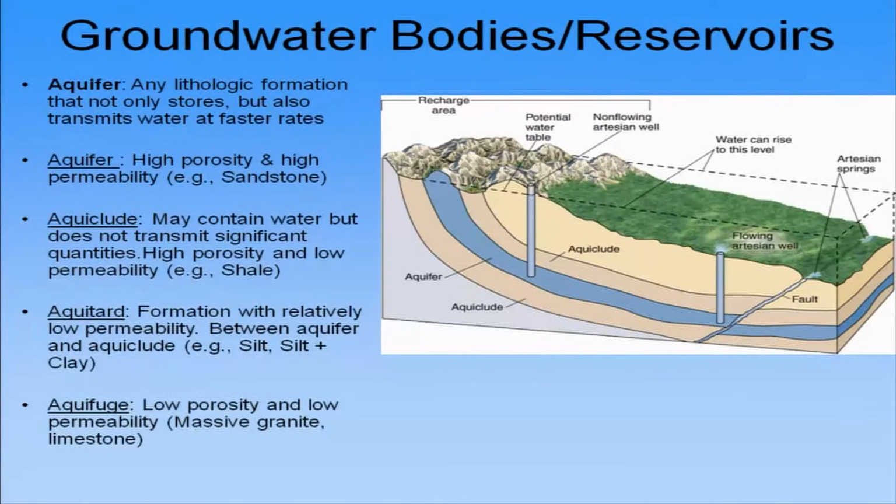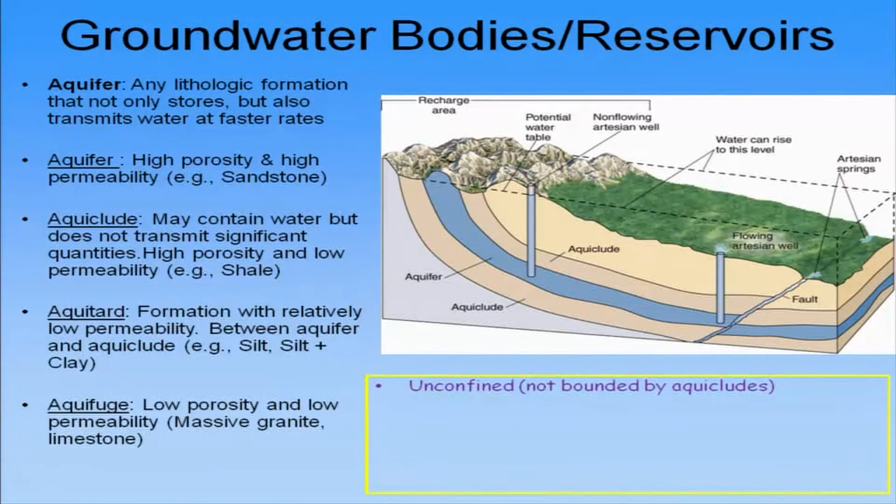Now, confined and unconfined aquifers. Unconfined aquifers are not bounded by aquicludes. As seen in this figure, you have the aquifer confined between two aquicludes. So unconfined will not be bounded by aquicludes.